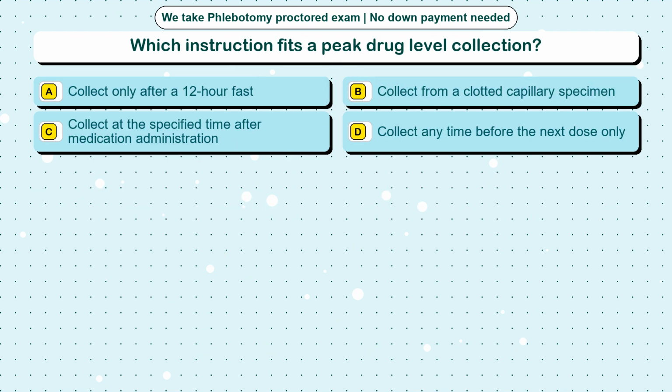Question 28. Which instruction fits a peak drug level collection? Option A. Collect only after a 12-hour fast. Option B. Collect from a clotted capillary specimen. Option C. Collect at the specified time after medication administration. Option D. Collect any time before the next dose only.